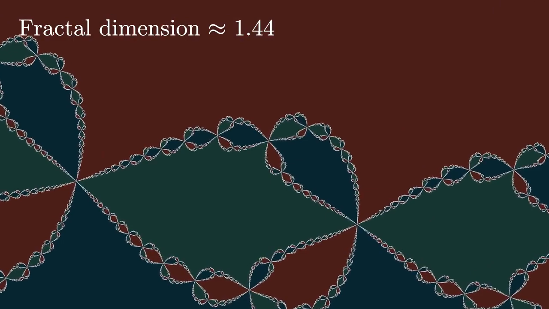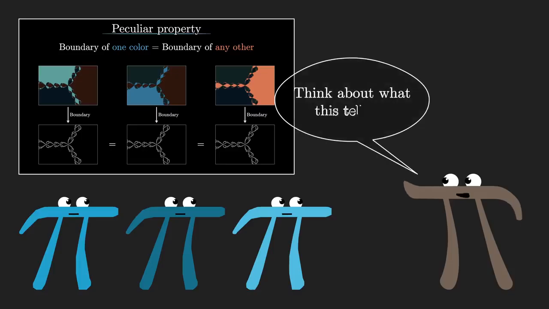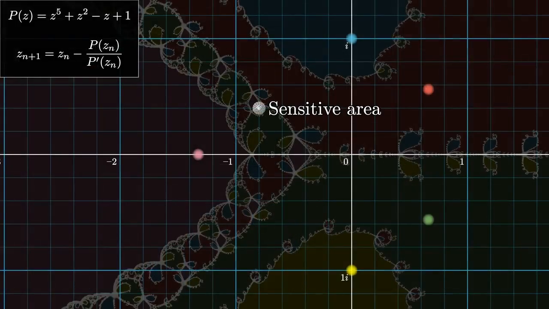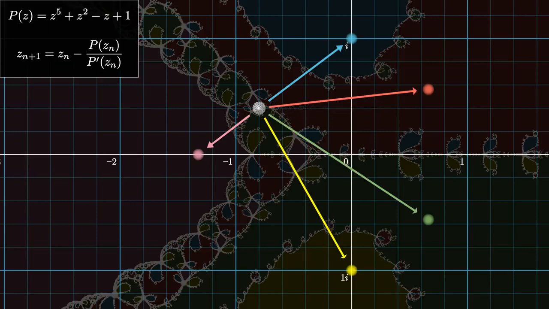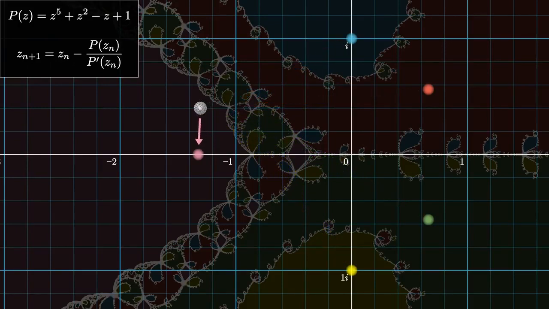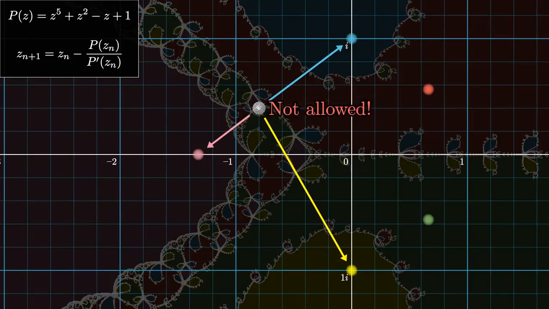Considering what our colors actually represent, remember this isn't just a picture for picture's sake. Think about what the property is really telling us. It says that if you're near a sensitive point where some of the seed values go to one root, but other seed values nearby would go to another root, then in fact, every possible root has to be accessible from within that small neighborhood. For any tiny little circle that you draw, either all of the points in that circle tend to just one root, or they tend to all of the roots. But there's never going to be anything in between, just tending to a subset of the roots.